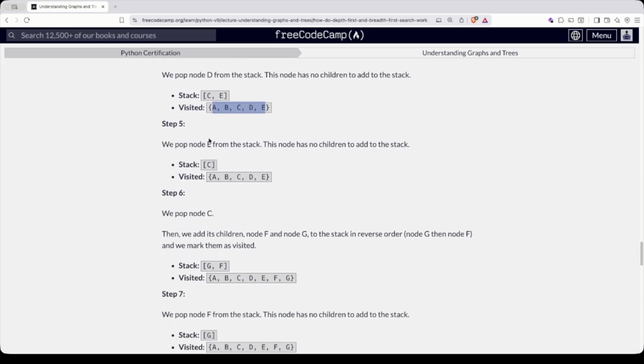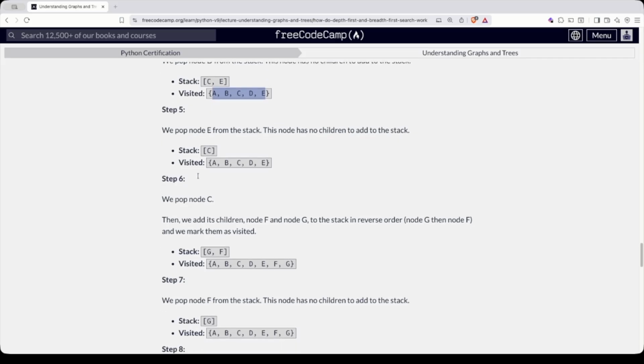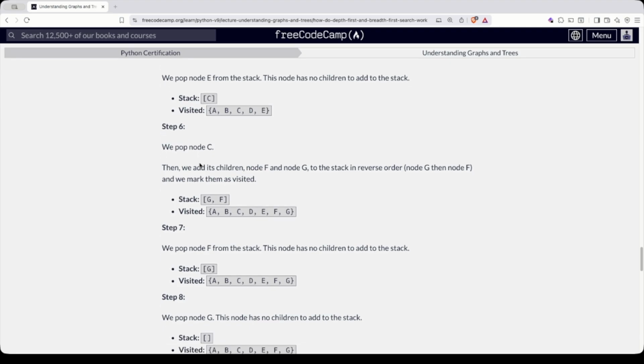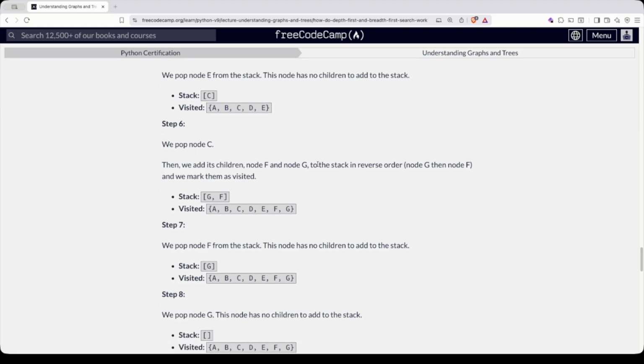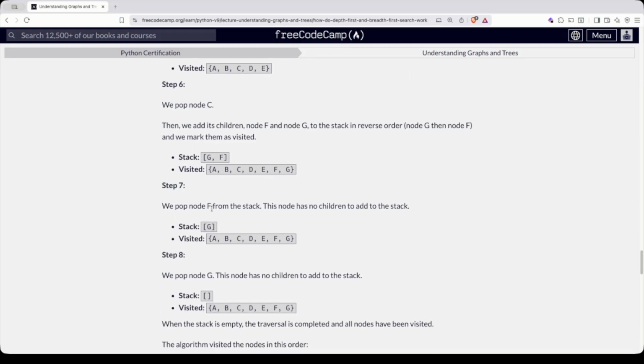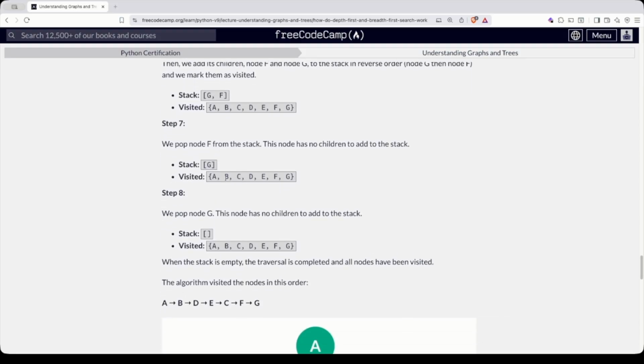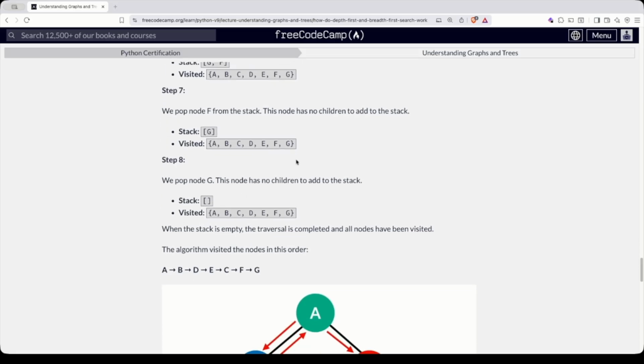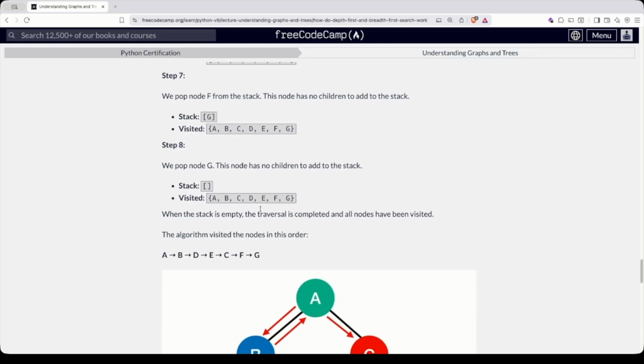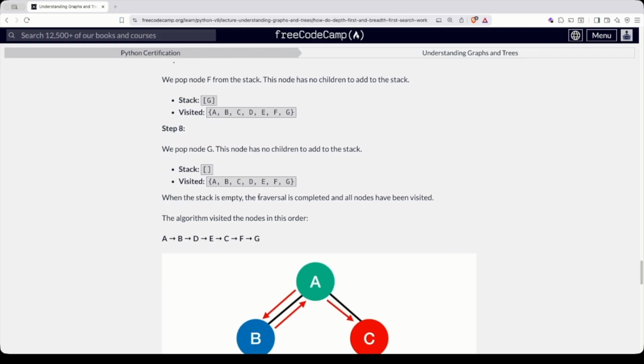Step 5, we pop E from the stack. This node has no children to add to the stack. So now we're down to C. We pop node C, then we add its children, F and G, in reverse order, G then F. We mark them as visited. Then the last two steps are we pop F and we pop G, but they don't have any children, so we don't add anything to the visited or to the stack. And when the stack is empty, the traversal is complete and all nodes have been visited.